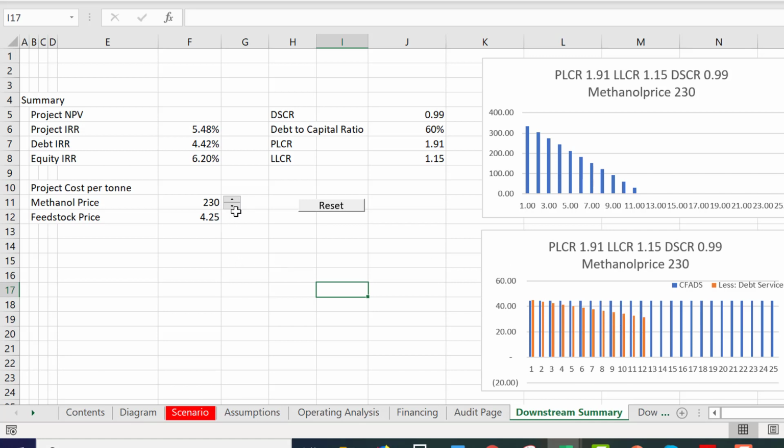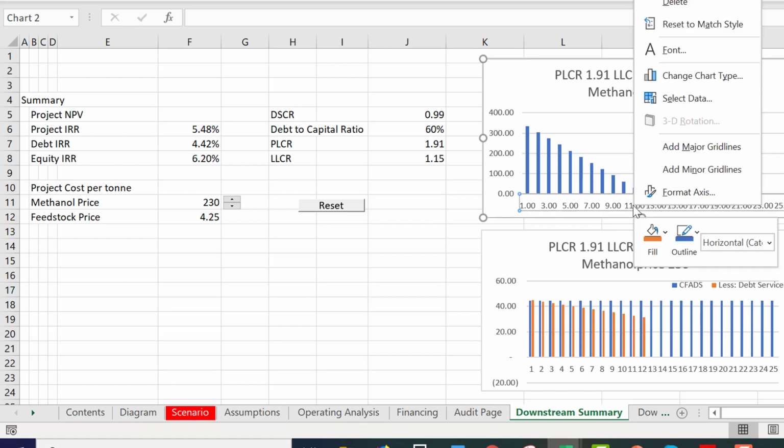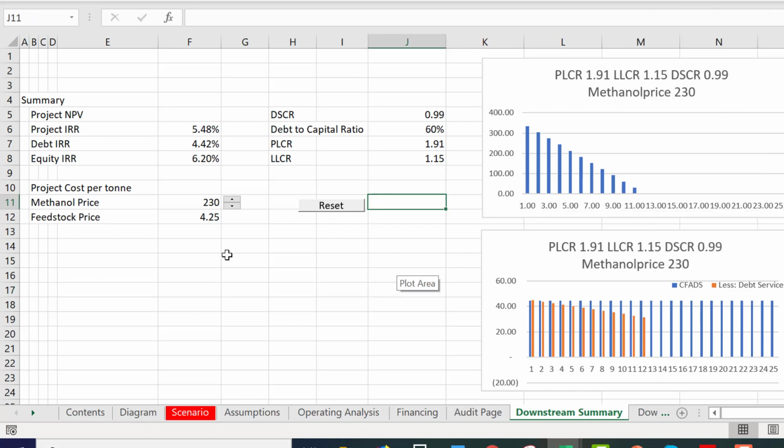Now, if I keep pushing it down, and I have no idea, the loan life must have been 12 something here. If I keep pushing this down, eventually there's more of a default, and eventually it goes up.